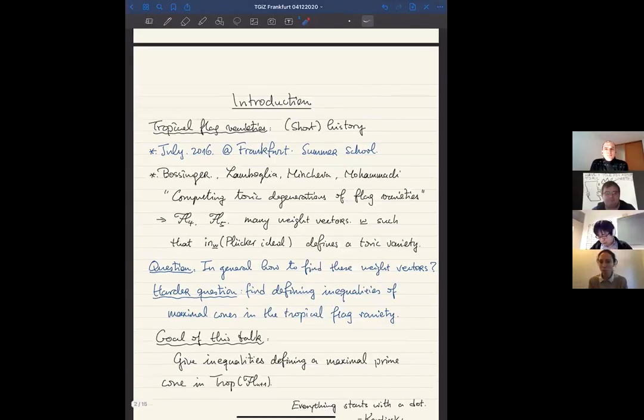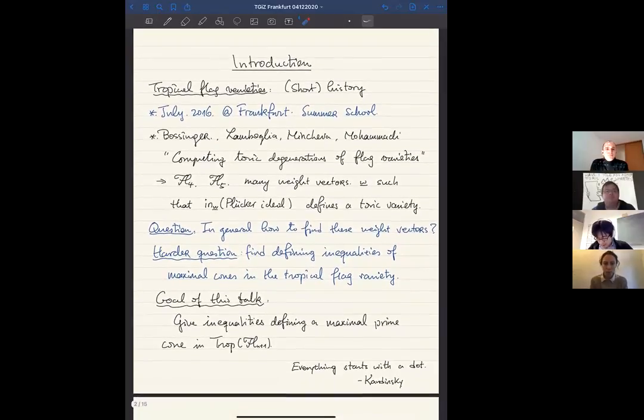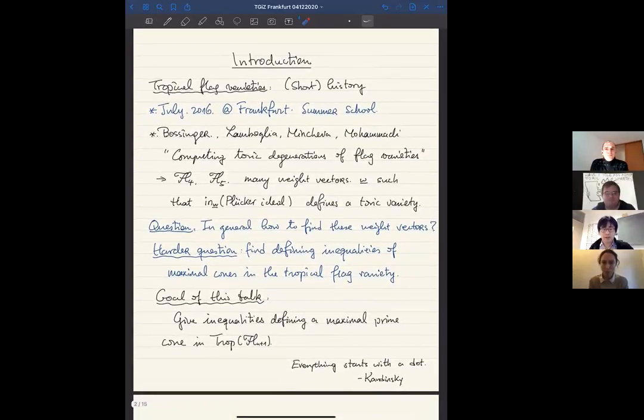And the goal of this talk is to tell you that we really can give inequalities defining one maximal prime cone. I will define what a maximal prime cone is later, in the tropical flag variety of type A complete. This is the goal of this talk, to explain this result. This result was first proved in joint work with Evgeny Feigin, Fourier, and Igor Makhlin in 2019. But the proof was purely representation theoretical, and I guess it would be very hard for you to understand all these details.